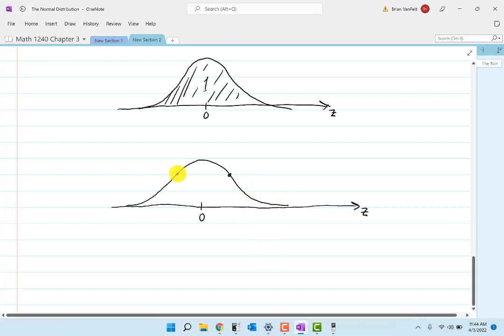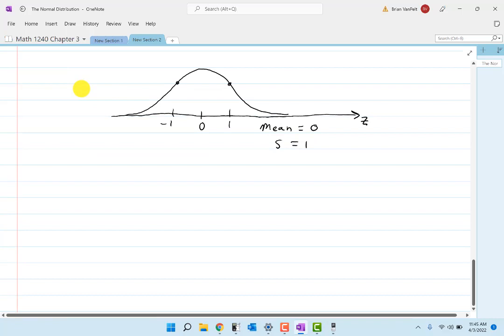The same thing here. We have a point where it's concave down, but then after that point, it's concave up. This happens to occur at 1, and this happens to occur at -1. And in fact, what we have here is that the mean equals 0, and the standard deviation equals 1.